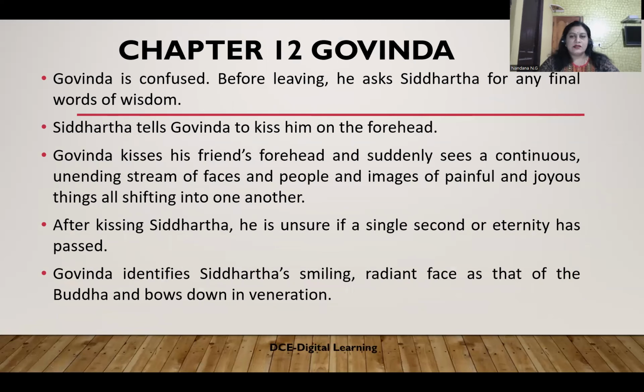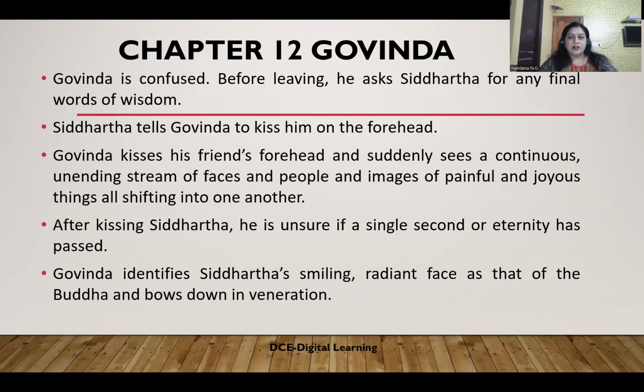Before leaving, he asks Siddhartha for words of wisdom. Siddhartha tells Govinda to kiss him on the forehead. Govinda kisses his friend's forehead and suddenly sees a continuous, unending stream of faces and people and images of painful and joyous things, all shifting into one another. After kissing Siddhartha, he is unsure if a single second or eternity has passed. Govinda identifies Siddhartha's smiling, radiant face as that of the Buddha and bows down in veneration.